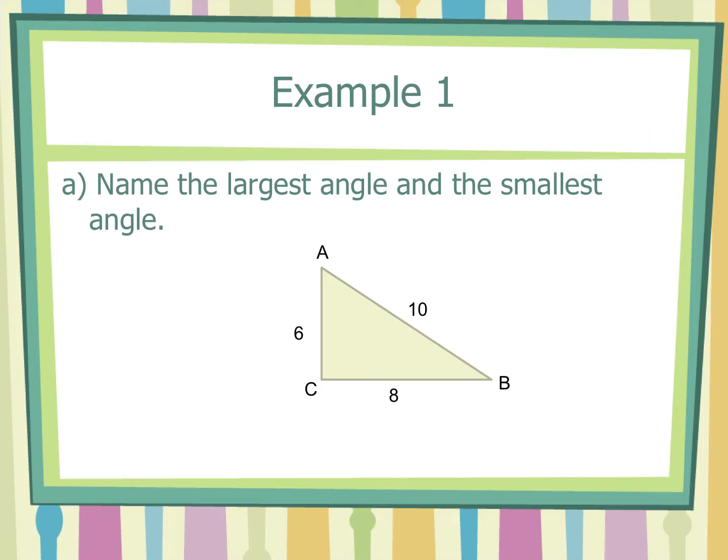So the first example, it wants me to name the largest angle in this picture and the smallest angle. So in order to name the largest angle, I need to look for the largest side. And I can see that the largest side is going to be the 10. And then the angle across from that 10 is going to be angle C. To find the smallest angle, I need to find the smallest side, and that's going to be the 6. And then the angle across from the 6 will be angle B.